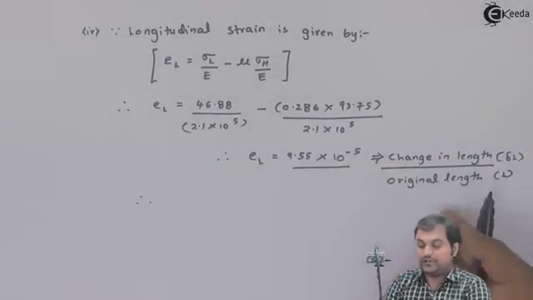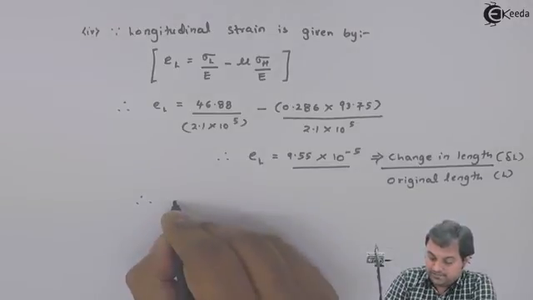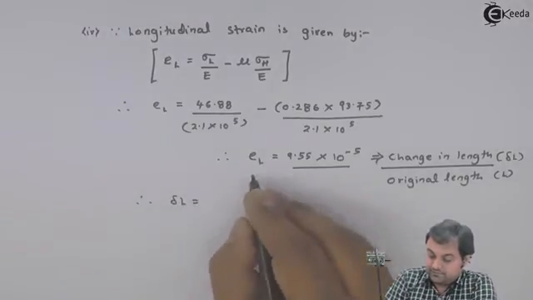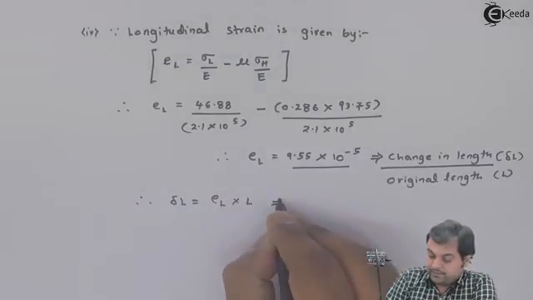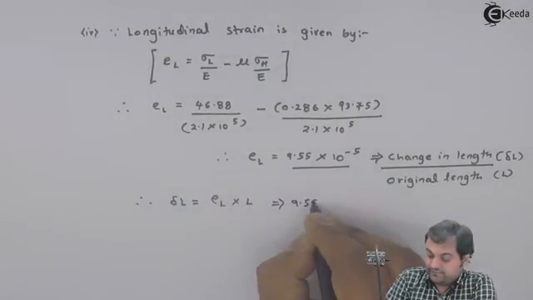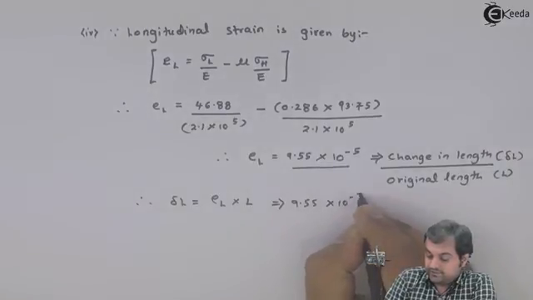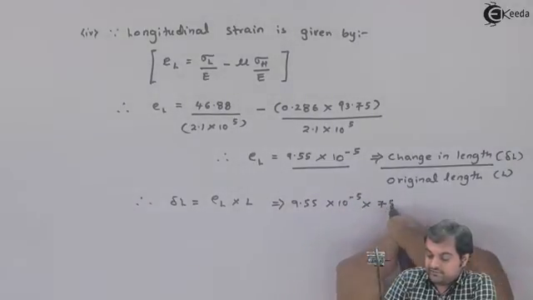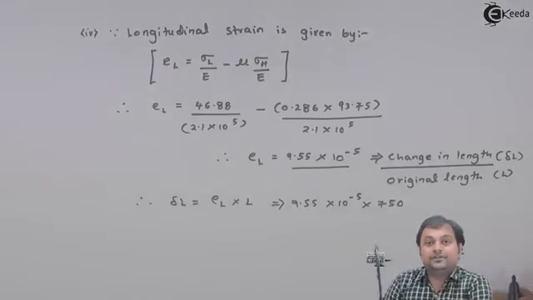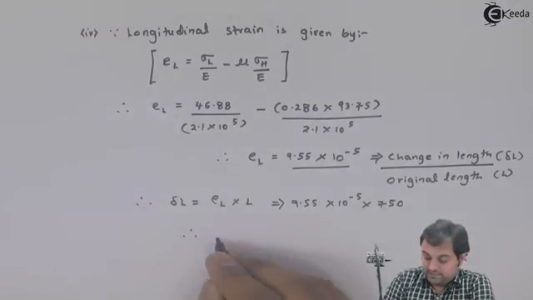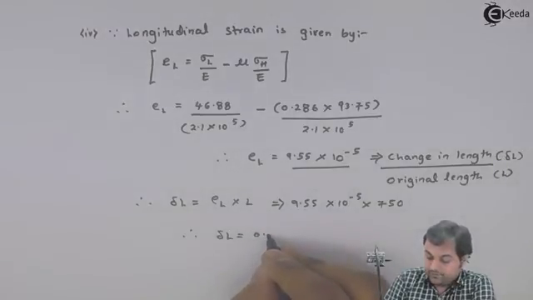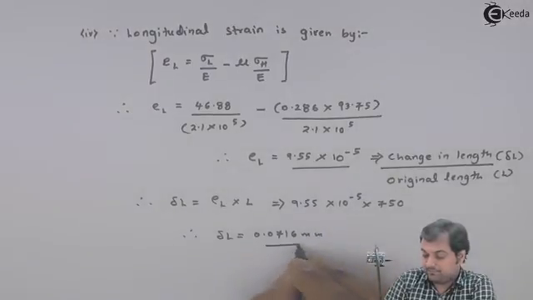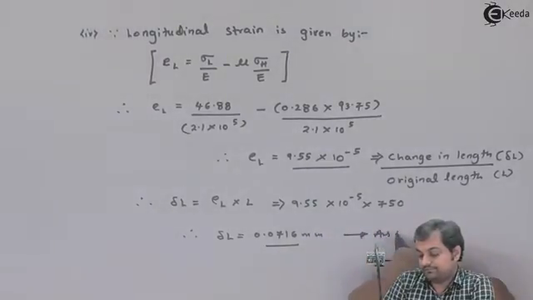Change in length is delta L, original length is L. The question is to calculate the change in length. So delta L is equal to longitudinal strain into the original length, that is 9.55 into 10 raised to minus 5, and the original length is 750 mm, the length of the cylinder. From this I get the delta L value as 0.0716 mm, my fourth answer.